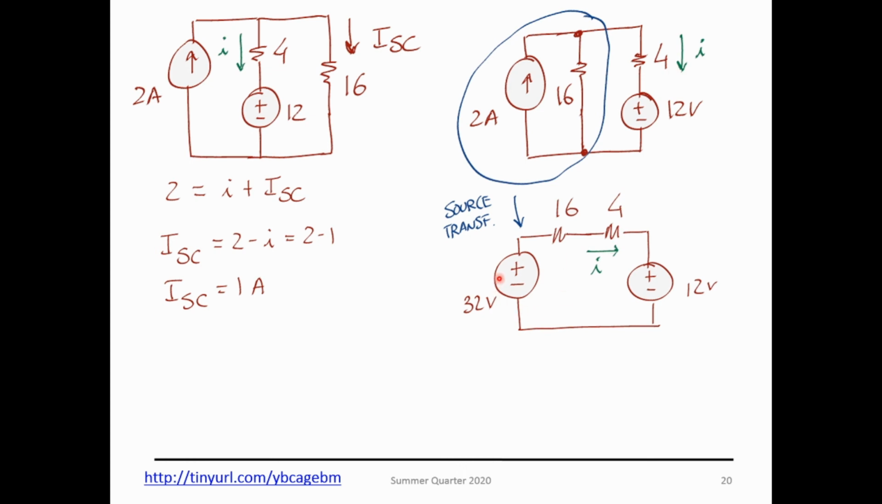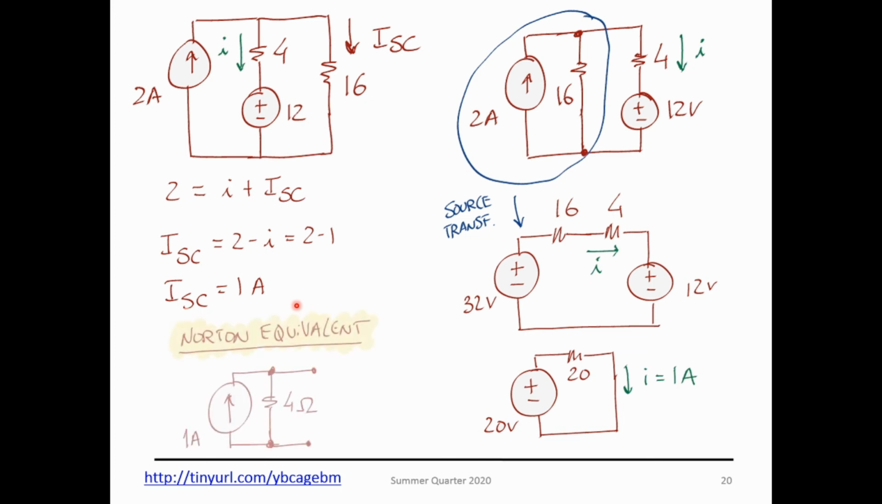From here, I know that I can subtract the 12 from the 32 and put in series this resistor, and I get 1 amp. Substituting there, then you calculate your short circuit current. So your Norton equivalent is this one.